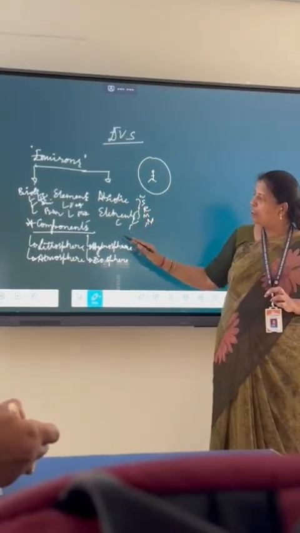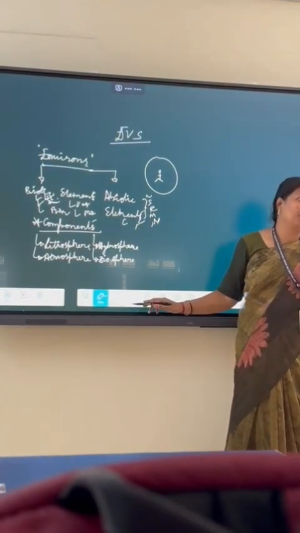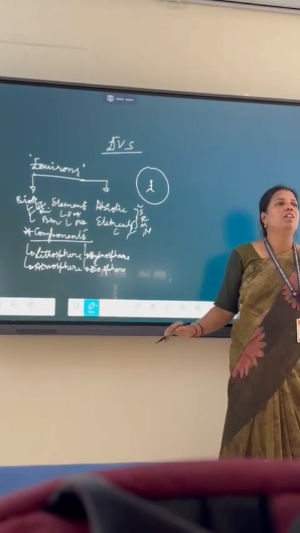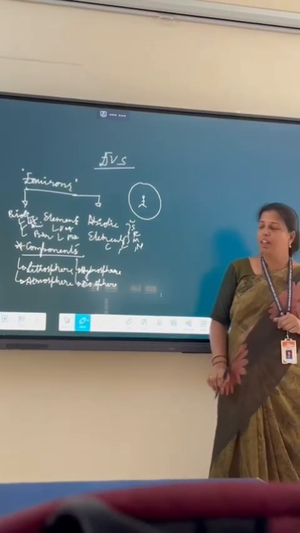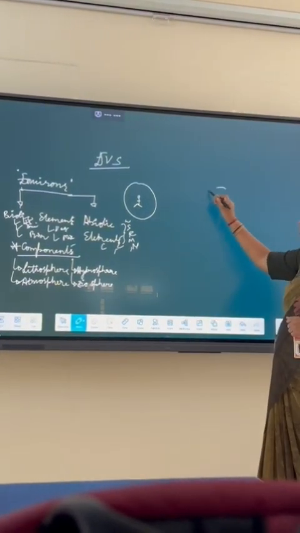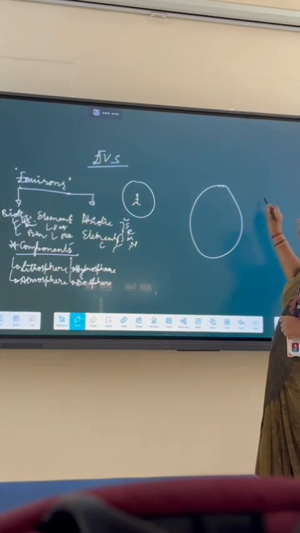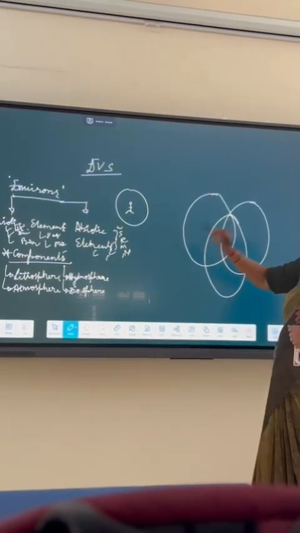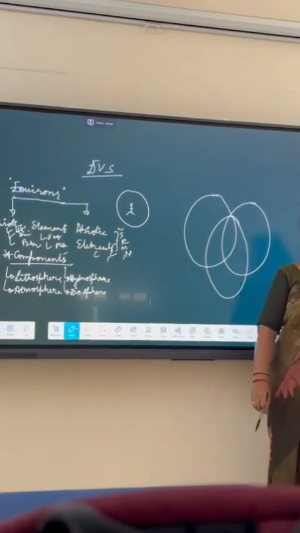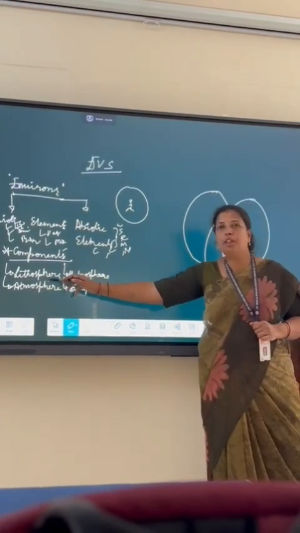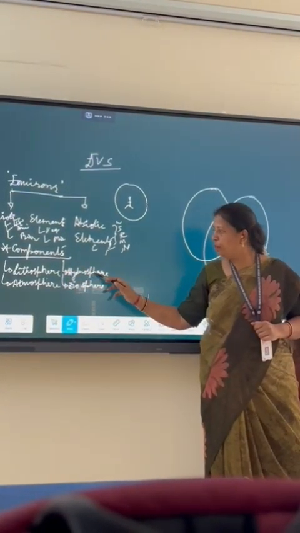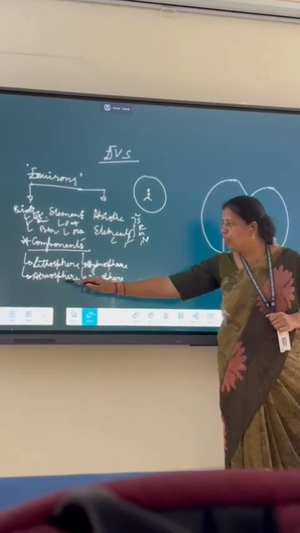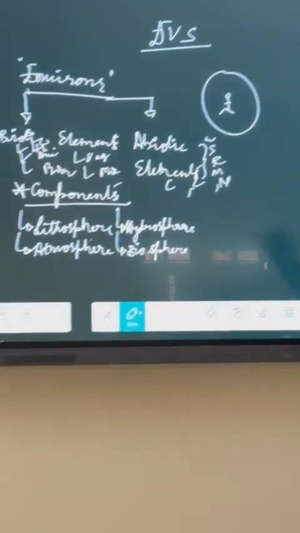So what are the components of an environment? We have come to know what an environment is. We will have four major components. The first component is called the lithosphere. The second one is the hydrosphere, then the atmosphere and the biosphere.